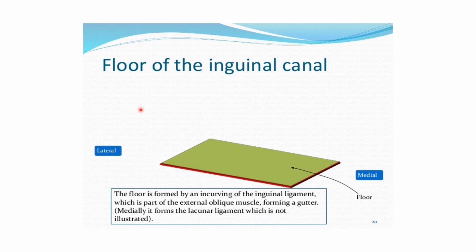In this diagram you can see the floor; the posterior wall, roof and anterior wall have been removed. The floor is formed by the incurving of the inguinal ligament, which is a part of the external oblique muscle, forming a gutter. Medially it forms the lacunar ligament, which is not illustrated over here. So this is the floor formed by the incurving of the inguinal ligament. This floor is enhanced medially by the lacunar ligament, which is a downward extension of the inguinal ligament from its medial end.